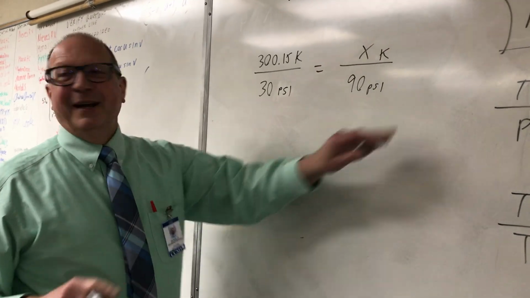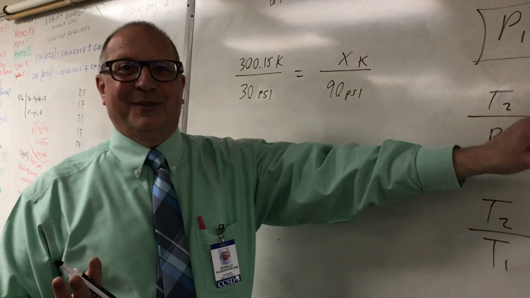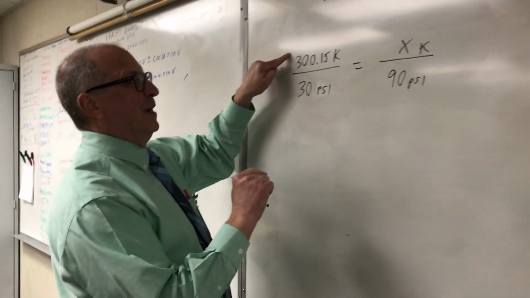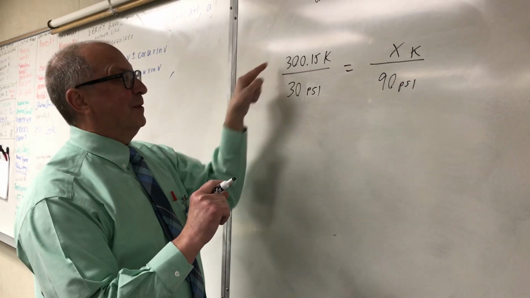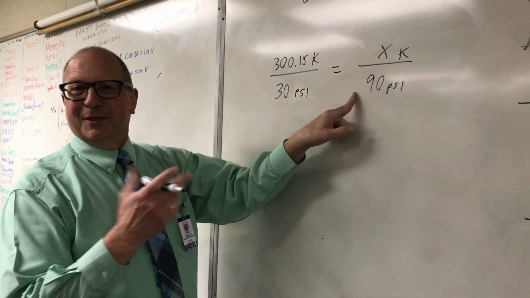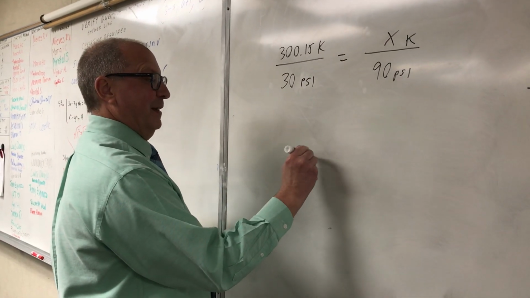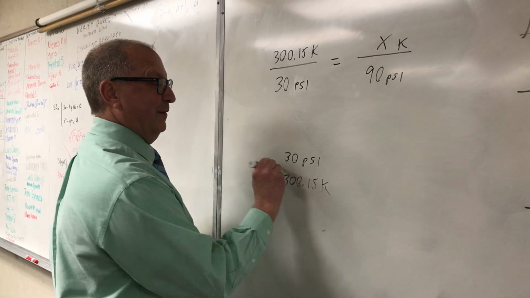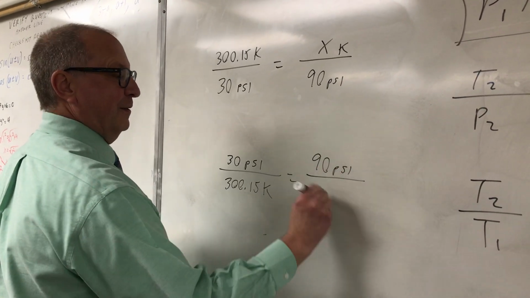Now, I didn't even look at the formula when I set it up, because this is just a straight proportion. I don't have to worry about things. So you see, I could put temperature over pressure, temperature over pressure. This temperature went with this pressure, this temperature goes with this pressure. I can also write it this way. 30 psi over 300.15 Kelvin equals 90 psi over X Kelvin.